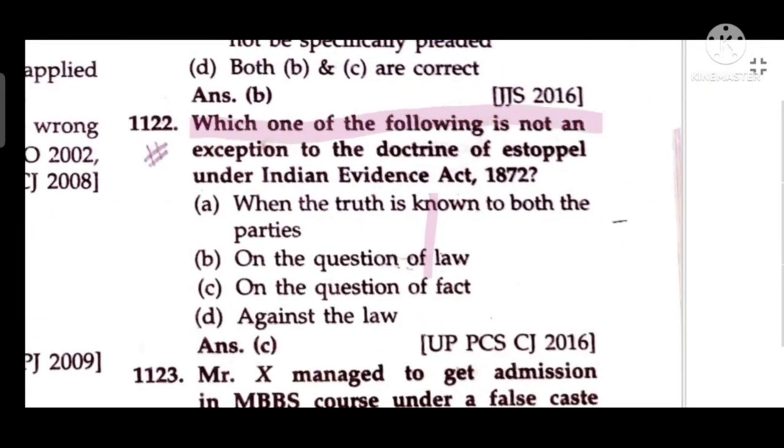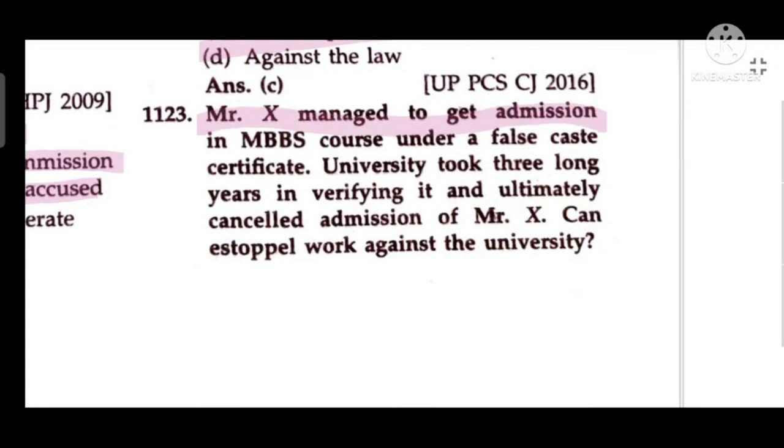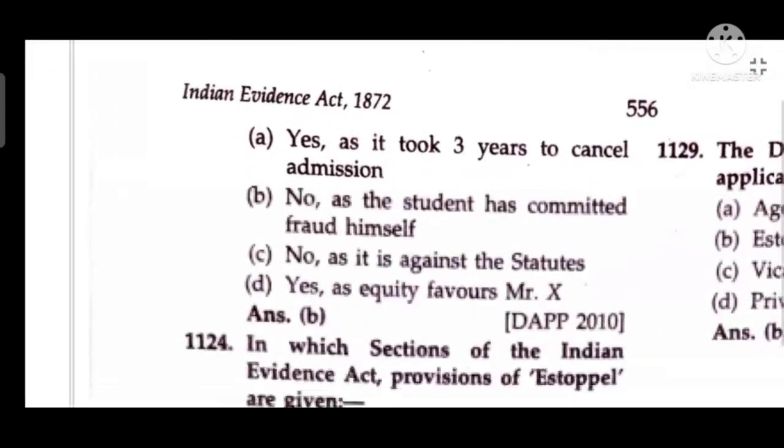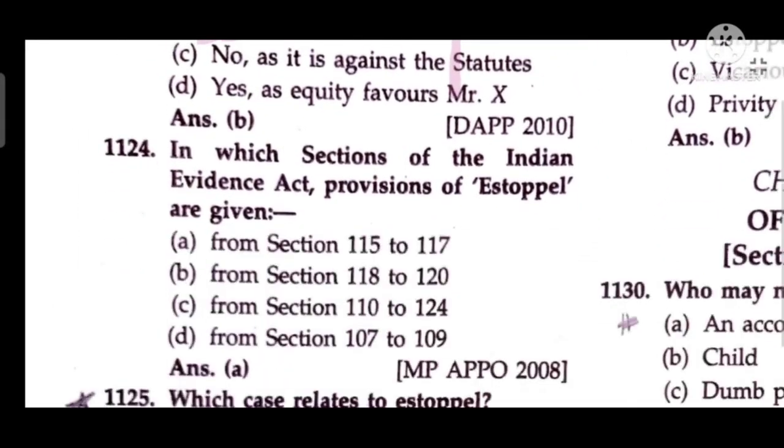Which one of the following is not an exception to the doctrine of estoppel under the Indian Evidence Act 1872? On the question of fact, Mr. X managed to get admission in an MBBS course under a false caste certificate. The university took 3 long years to verify and ultimately cancel the admission of X. Can estoppel work against the university? No, the student had committed fraud himself.